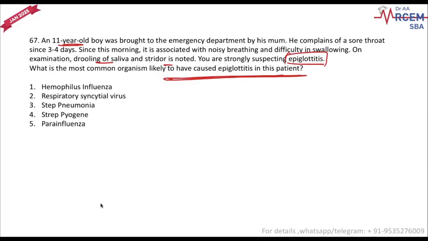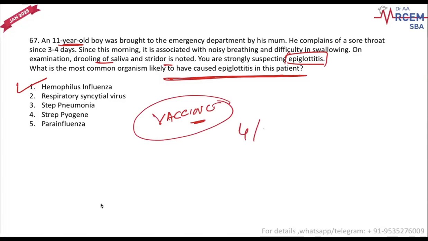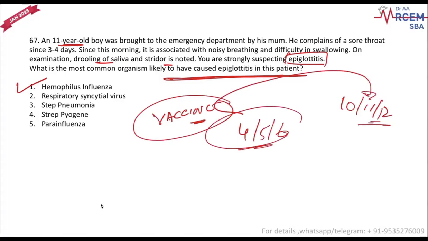Here, the most common organism is still Haemophilus influenzae. The vaccine has not reduced the incidence of Haemophilus influenzae. It has just shifted the age group. Because of the advent of the Haemophilus influenzae vaccine, it is very rarely seen in younger age groups like 4, 5, 6. It is more commonly seen in teenagers around 10, 11, and 12 years age group. Because of the vaccination, the age group has changed, but the most common organism still remains Haemophilus influenzae. Anyone has any questions? You can ask me now.